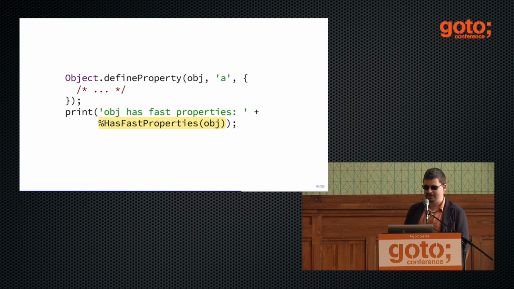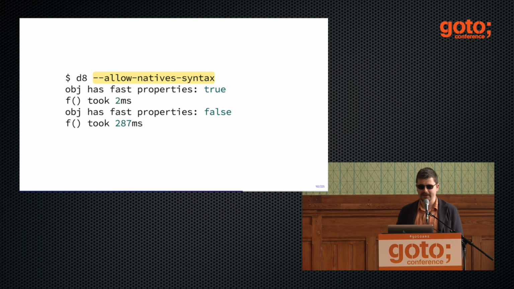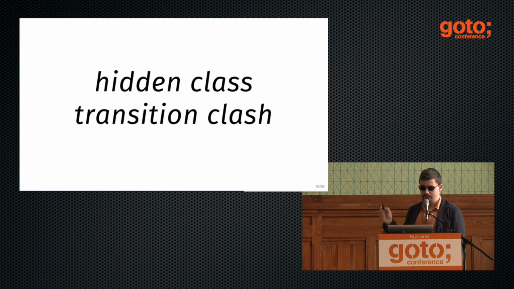There is a thing called fast representation of objects in V8. And a way to check whether your object has a fast representation is to use these internal functions. You need to build V8 and run it with a special flag. But you can check it. And if you run it with a special flag and use that percent has fast properties thing, you discover that when you call this function the second time, the object that is created does not have a fast property representation. And that's why it slows down so much.